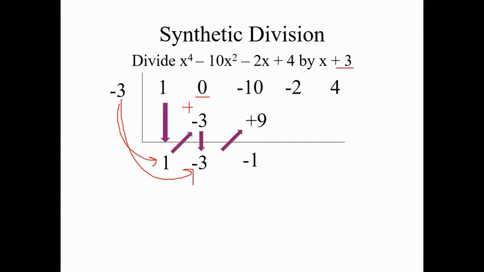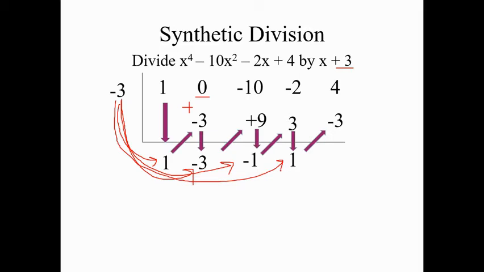Again, we come back to our negative 3 and multiply it by the negative 1, and then put the 3 up there, because negative 3 times negative 1 is 3. We add these together and we get 1. Again, we multiply the negative 3 by the 1. This gives us a negative 3. We add them together, and we get 1.